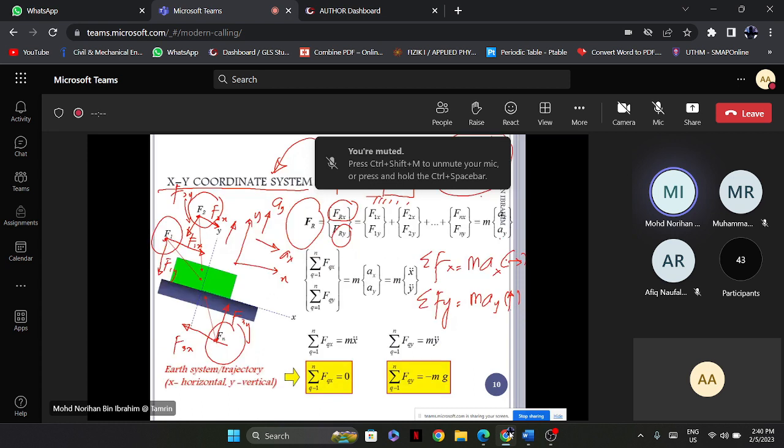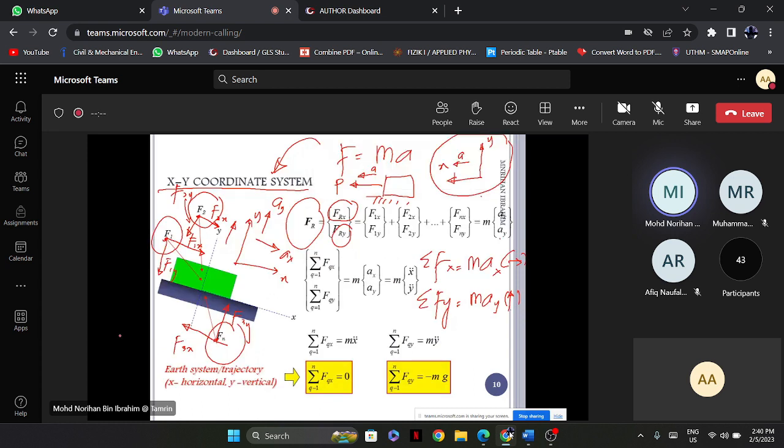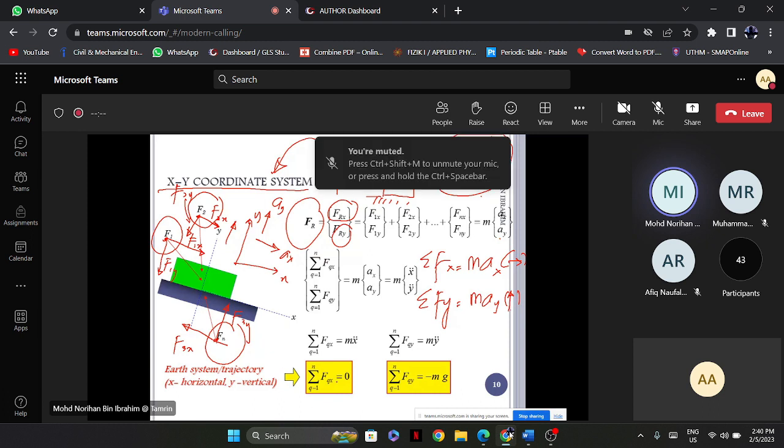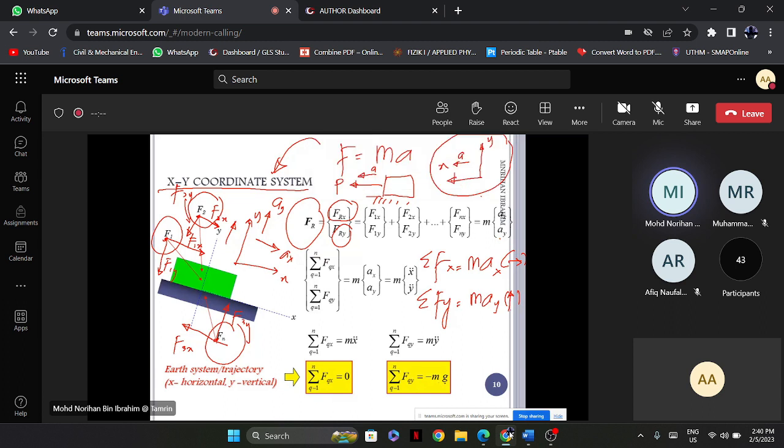So if you look here, the Earth system trajectory has x horizontal and also y vertical. For x, the sum of Fx is equal to 0, but the sum of Fy is equal to negative mg. It's related to the trajectory that you learned in chapter 2.